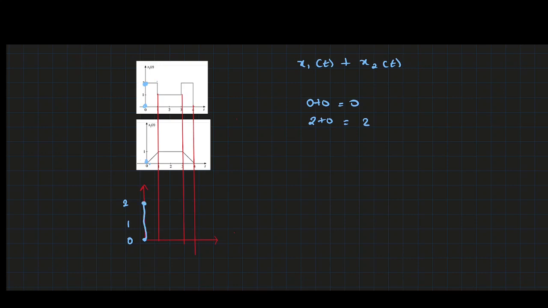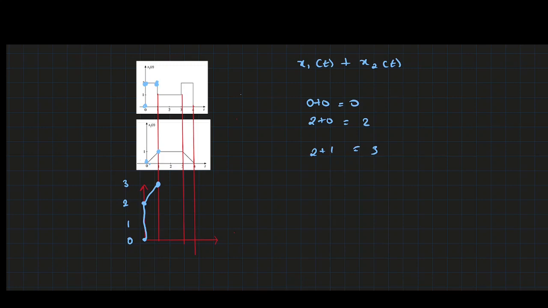Now the next change we have is at this point 2. And this point, if you go down the line, is 1. So it's going to be what? 2 plus 1 this time. It's going to be 3. So we're going to have an additional position here. And so this is going to go up to 3.